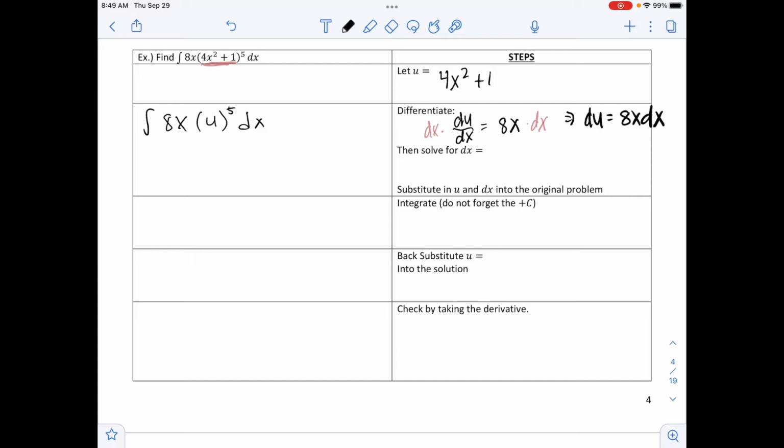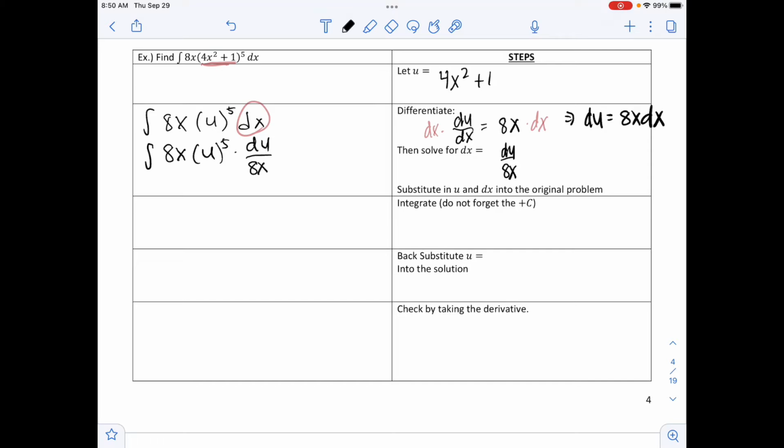And then it says to solve for dx. To do that, we're going to divide both sides by 8x. And so we have dx is equal to du over 8x. And we're going to substitute that in for dx. Substituting that in, we have the integral of 8x times u to the 5th, and instead of dx, I'm going to rewrite that as du over 8x.